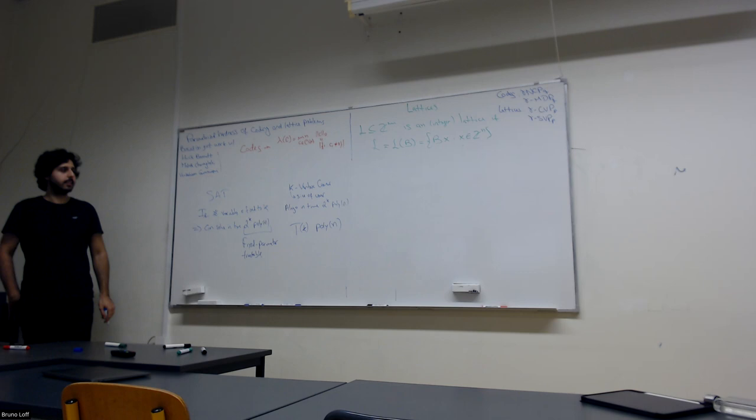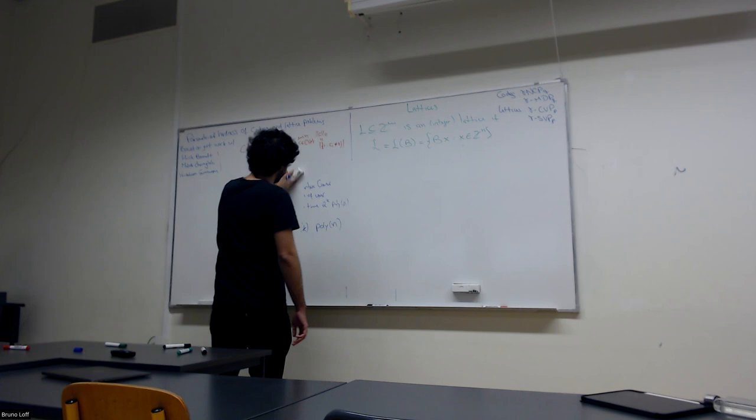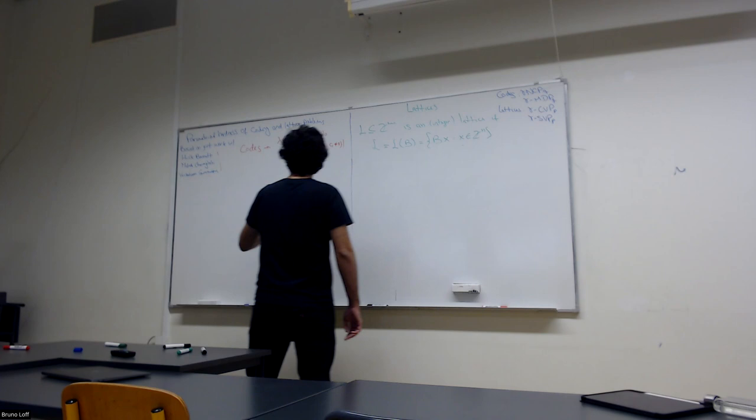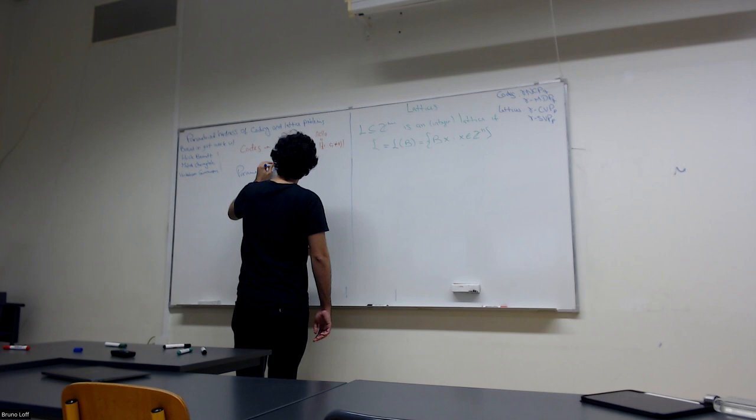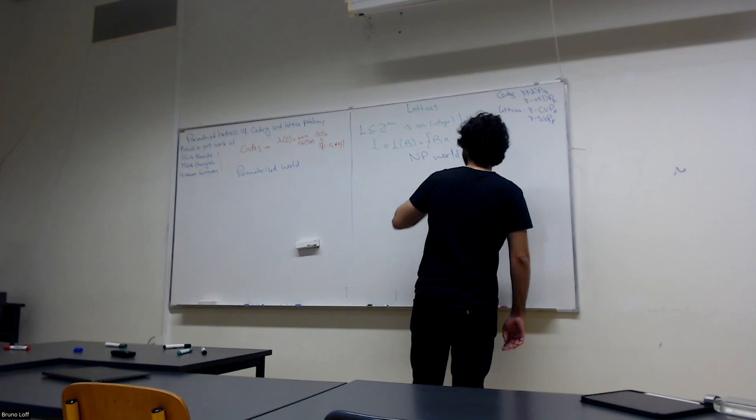So let me make a dictionary here too. Let me compare this with NP hardness. There's a parameterized world, and I'm going to call the other one the NP world, with unparameterized problems.